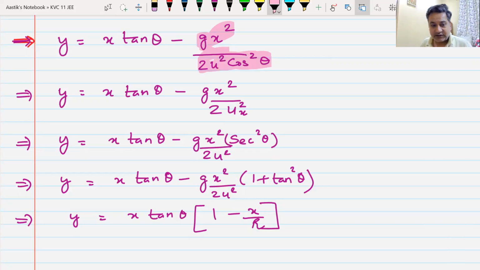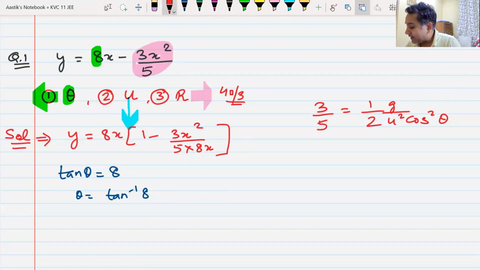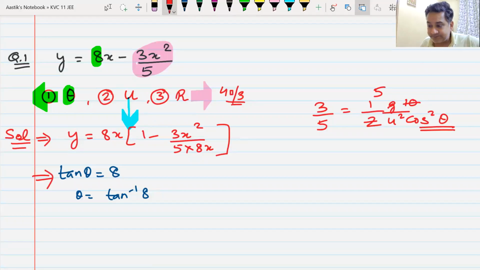I hope everyone understands this. The first part, the first question. So I compare it and I think you can get the answer from here. Yes or no? You know the value of everything. G can be taken as 10. So I will write it as 10. 10 by 2 is 5 here. You can cross multiply. You know the value of cos square theta because you know the value of tan theta. Yes or no? So this is how you can get your answers quickly.